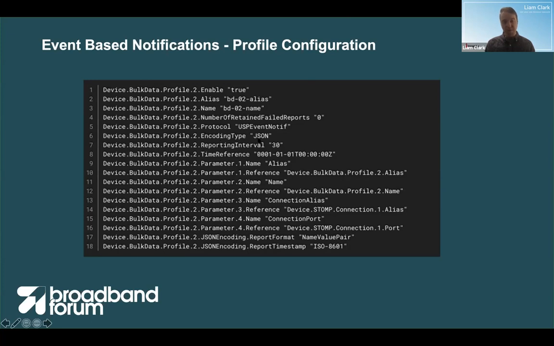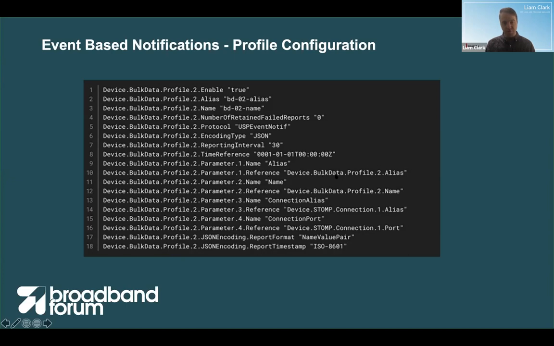The encoding type I mentioned could be CSV, but here maybe we've got JSON. And then how often you want to report, the reporting interval. Like I mentioned, it can go down to 1 second if you would like. Here I've got it defined as 30 seconds. Then how you'd like the data to be represented, and the UTC format. And then here we have the name value pairs, so we have a name and a reference. It's referencing the actual parameters in the data model.